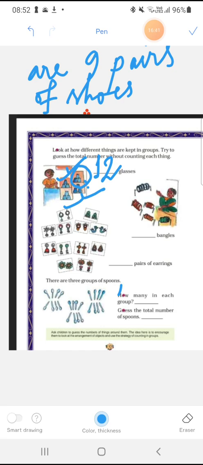Now in case of bangles. See, in one group I can see, and I think you can also see, 5 are there. In one group 5 are there. 1, 2, 3, 4, 5.